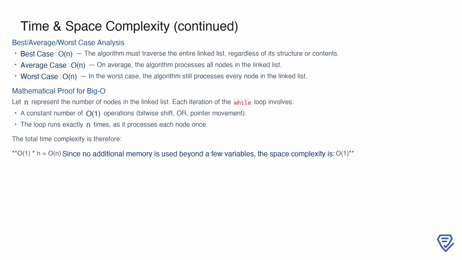To mathematically prove the big O notation, let n represent the number of nodes in the linked list. During each iteration of the while loop, the algorithm performs a constant number of O(1) operations, including the bitwise shift, or operation, and pointer movement. Since the loop iterates through all n nodes, the total time complexity is O(1) multiplied by n, which equals O(n). Additionally, because no extra memory is allocated beyond a few variables, the space complexity is O(1).